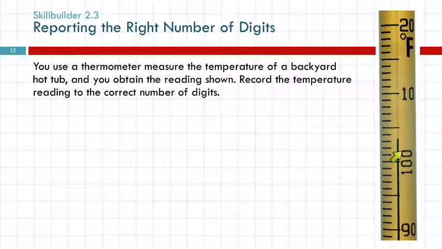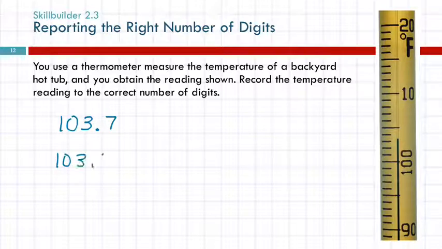So we find the mercury here, and this is 101, 102, 103. It's between 103 and 104. So we write down 103. There's no uncertainty there. Nobody can argue that it's not 103 something. So then we put a decimal point there, and then we estimate. So what do you think? Seven? So I've got 103.7.